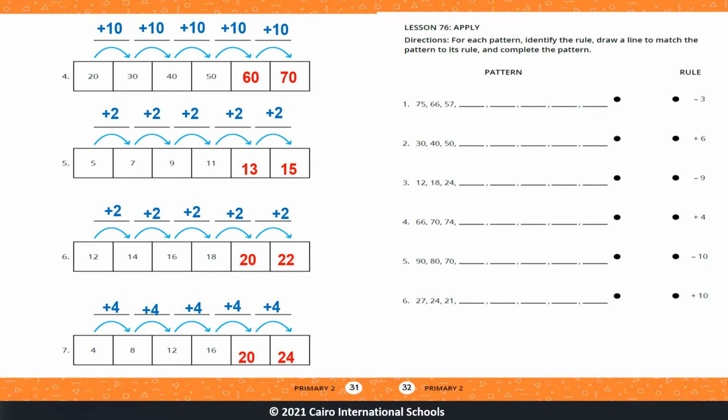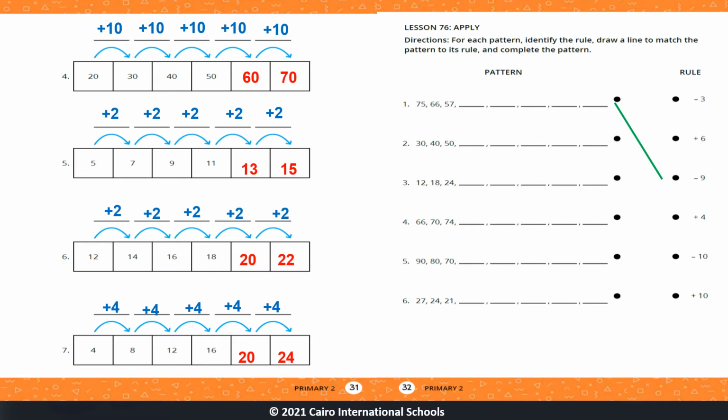Minus what? Subtract the first two numbers. 75 minus 66. Don't forget that in subtraction, the big number comes first. So we will subtract 75 minus 66. So we will find that the pattern rule is minus 9. Now let's complete. Each time we will subtract 9.